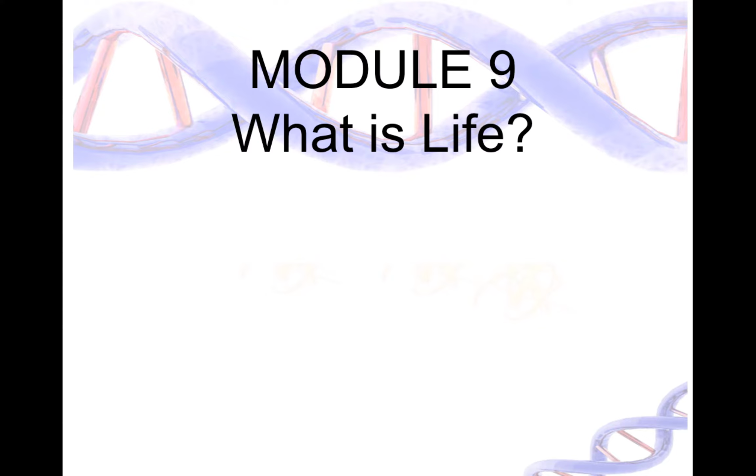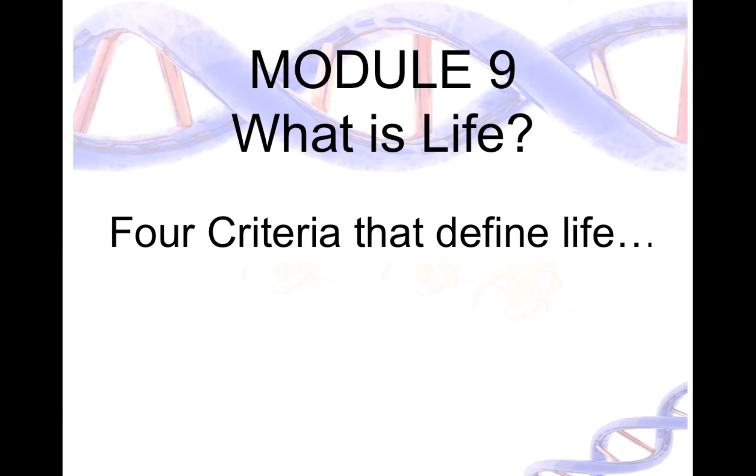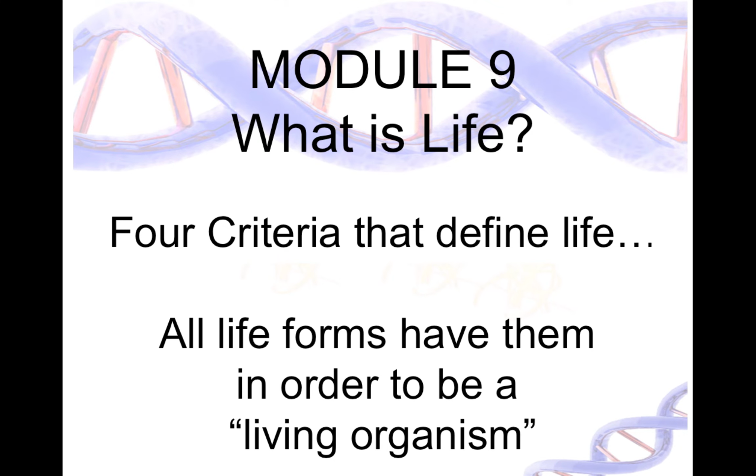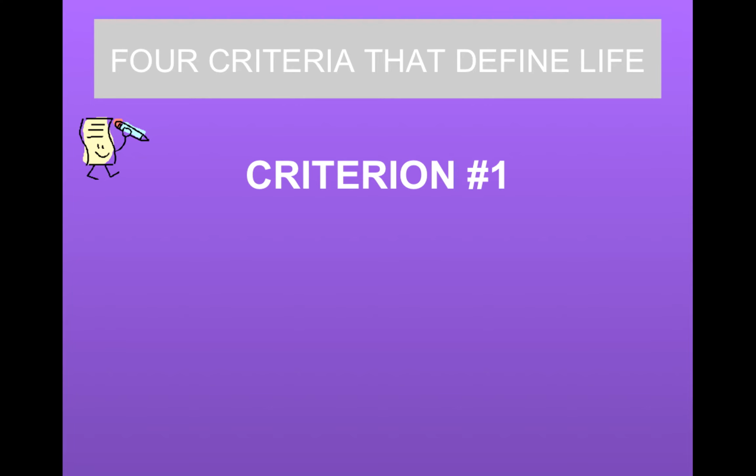So today we're going to start talking about Module 9. The topic is, what is life? Scientists have come up with 4 criteria that define life. All life forms have to have all 4 of these in order to be considered a living organism.